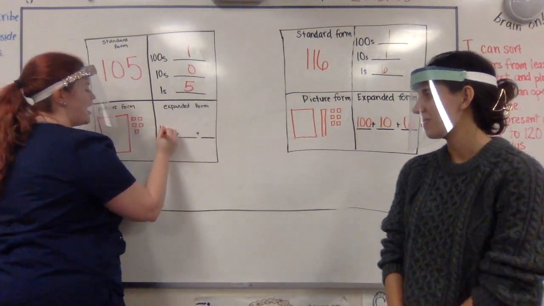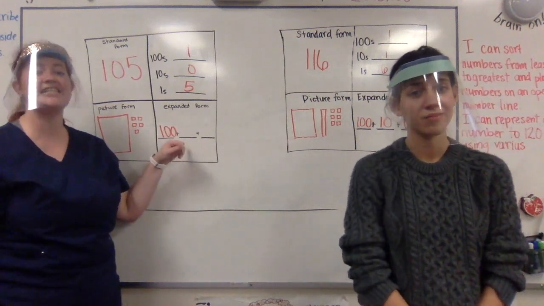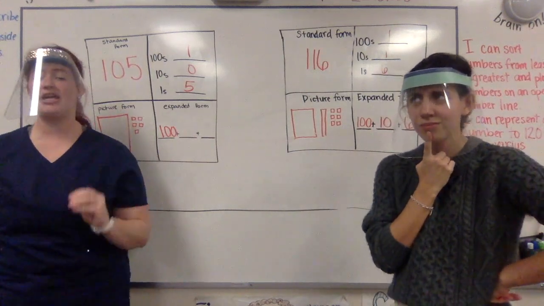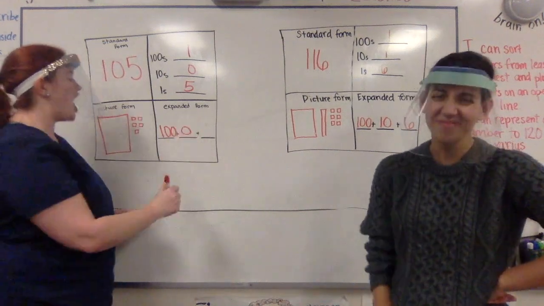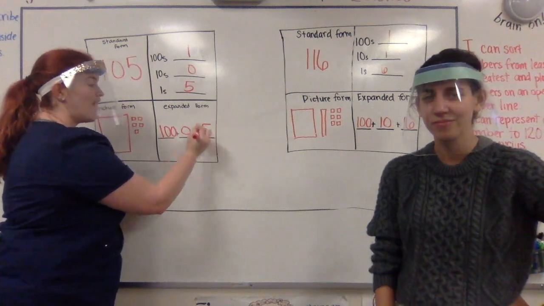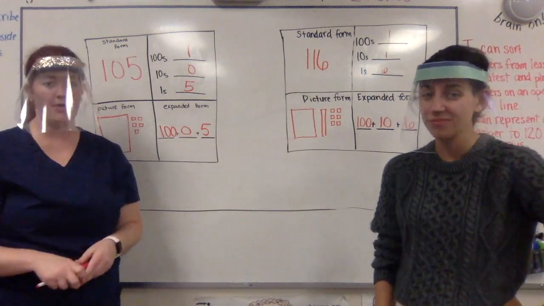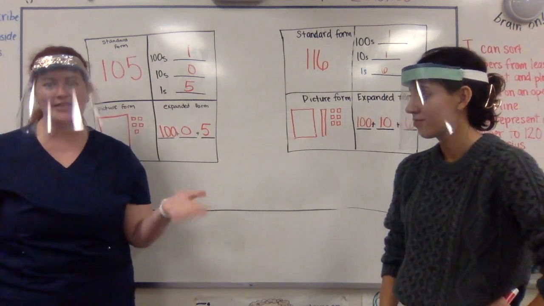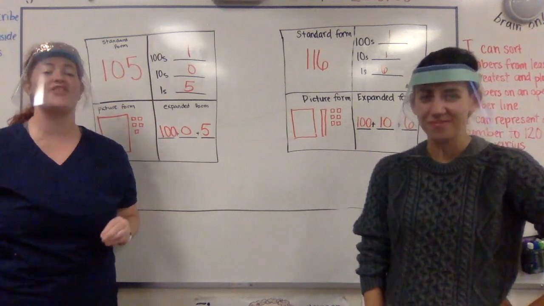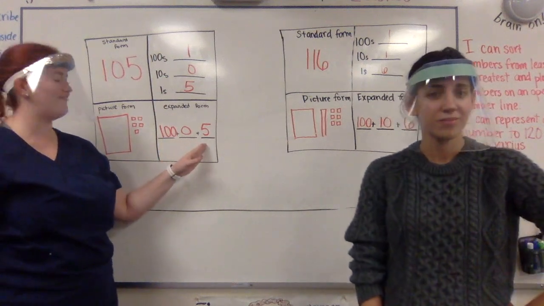So I have 100. Now, the next thing that comes is tens. I don't have any tens, so I need to put a 0. I cannot just skip the middle box and say 100 plus 5, because I need to show you that I have 0 tens, okay? And I know that I have 5 ones, and that's a value of 5. So my correct expanded form for this number will be 100 plus 0 plus 5.